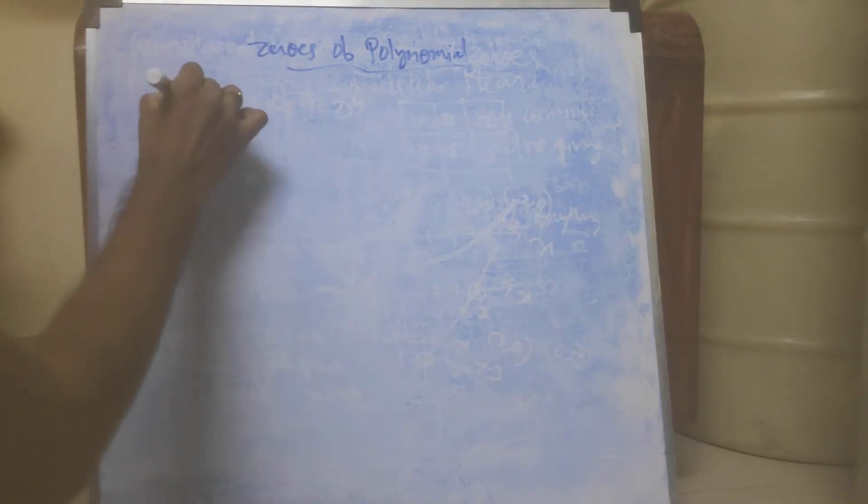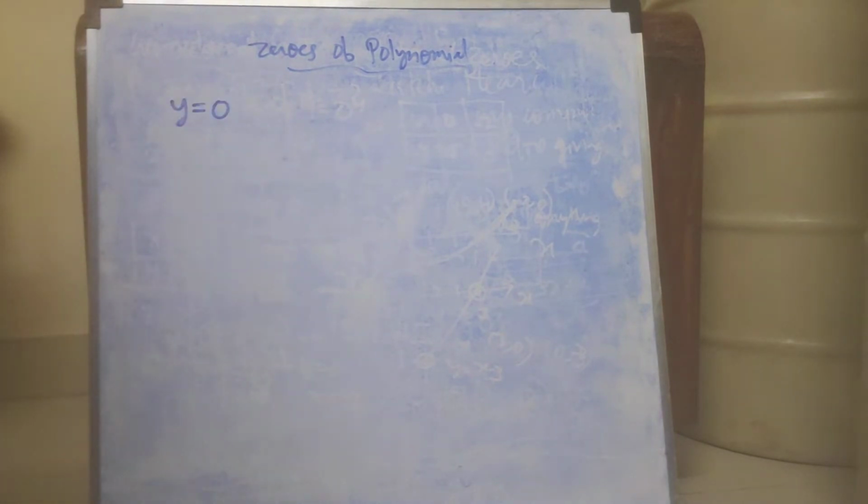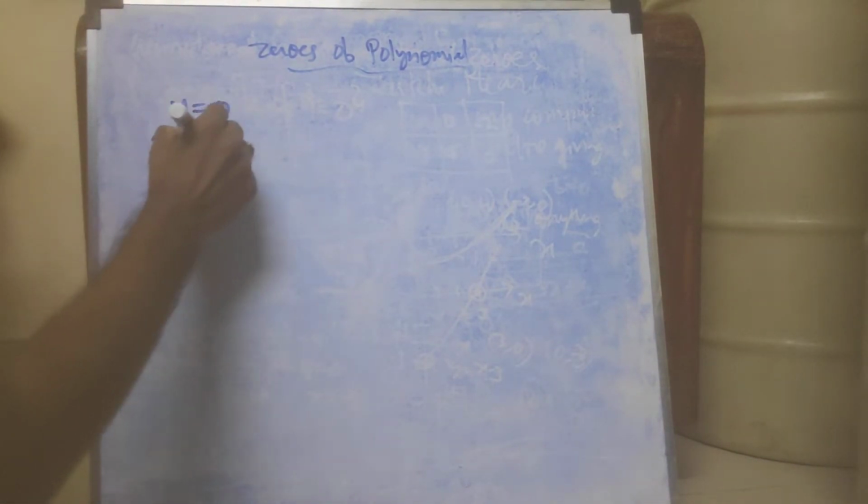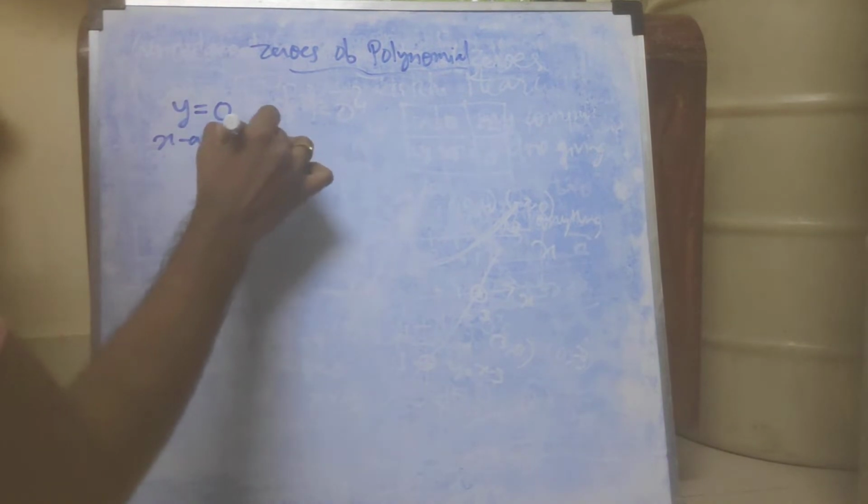Last video I started with the geometrical representation of the zeros of polynomial, starting with the linear polynomial. Today I am going to continue and see how we will plot the zeros. We will find the zeros from the graph. As I concluded the last video, the zero of a polynomial is when the value of y is equal to 0. So y is equal to 0 implies the point of the plot which touches the x-axis, that is called a zero.